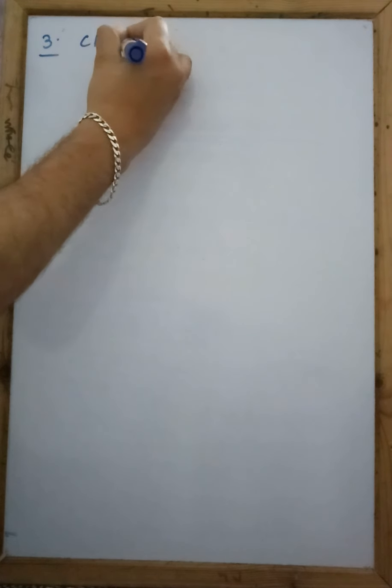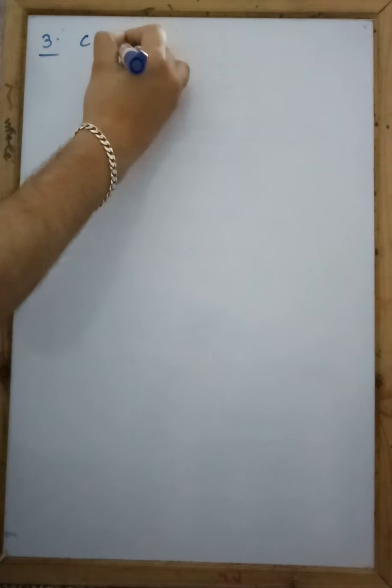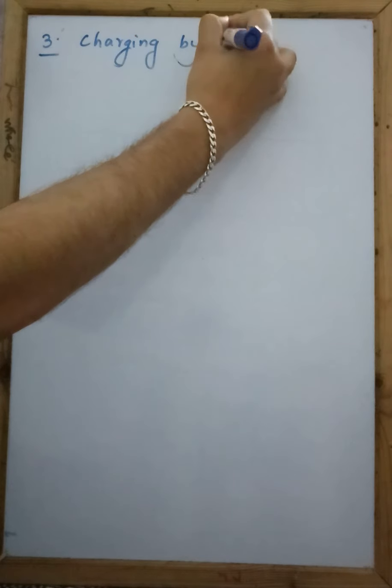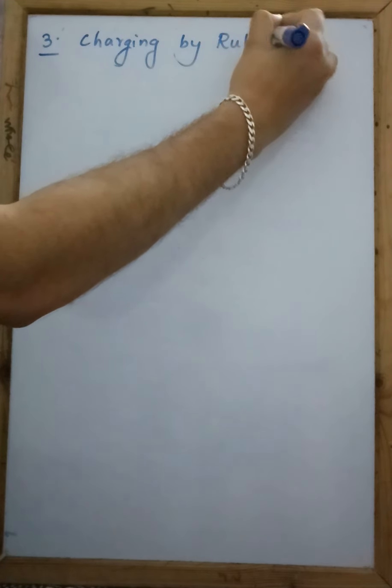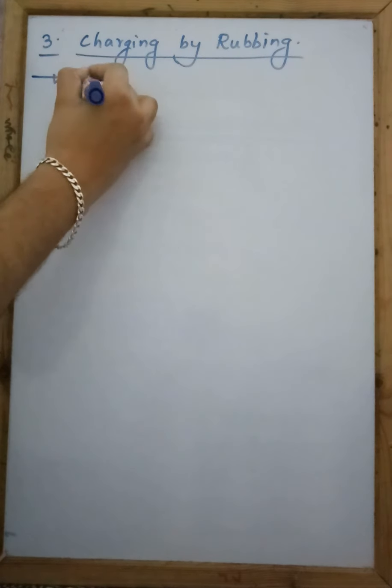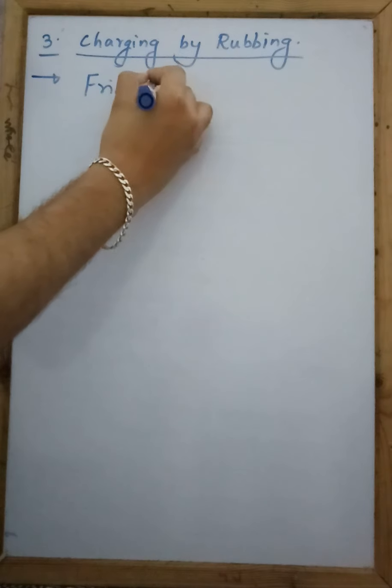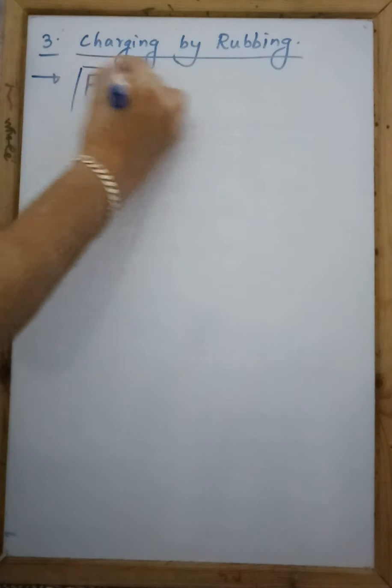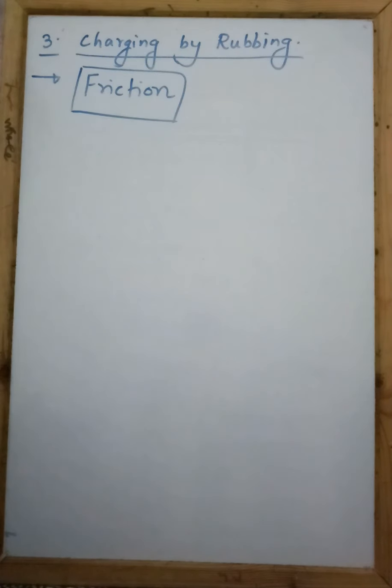So how does a body acquire a charge? By rubbing. So, charging by rubbing. How is this done? A very important force which is responsible for this is friction. Without friction, by rubbing, you cannot produce charging. So friction is the force which is responsible when you are producing charging by rubbing.